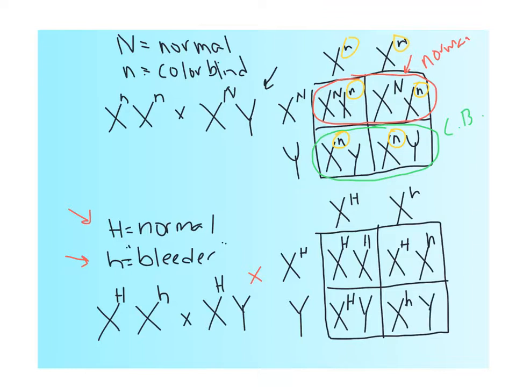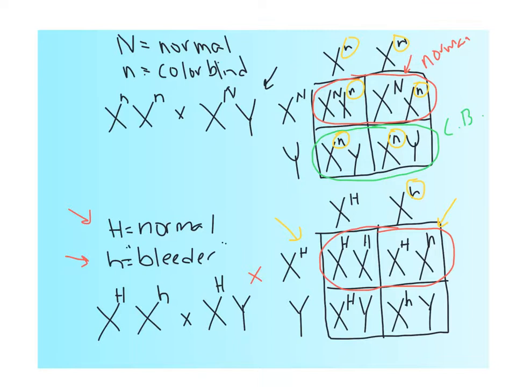Now let's see. Once again, 100% of the females will not have hemophilia, even though this girl over here got the bleeder or hemophilia allele from the mom. The dad saved the day because all he has is a normal big H allele.